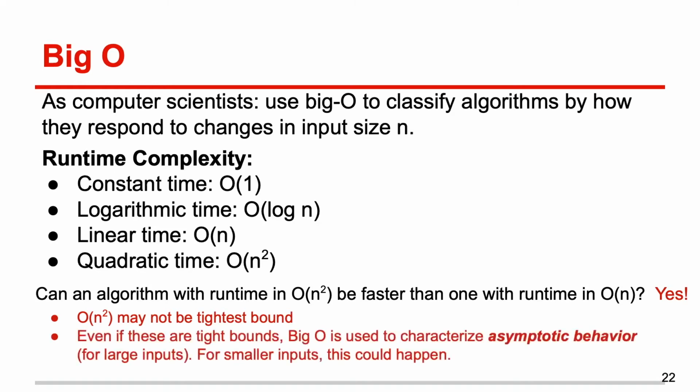big O is used to characterize asymptotic behavior, so when your input sizes grow to large values, right? For smaller inputs, it could be the case that an algorithm with tight bound O(n) squared actually runs faster than one with tight bound O(n).